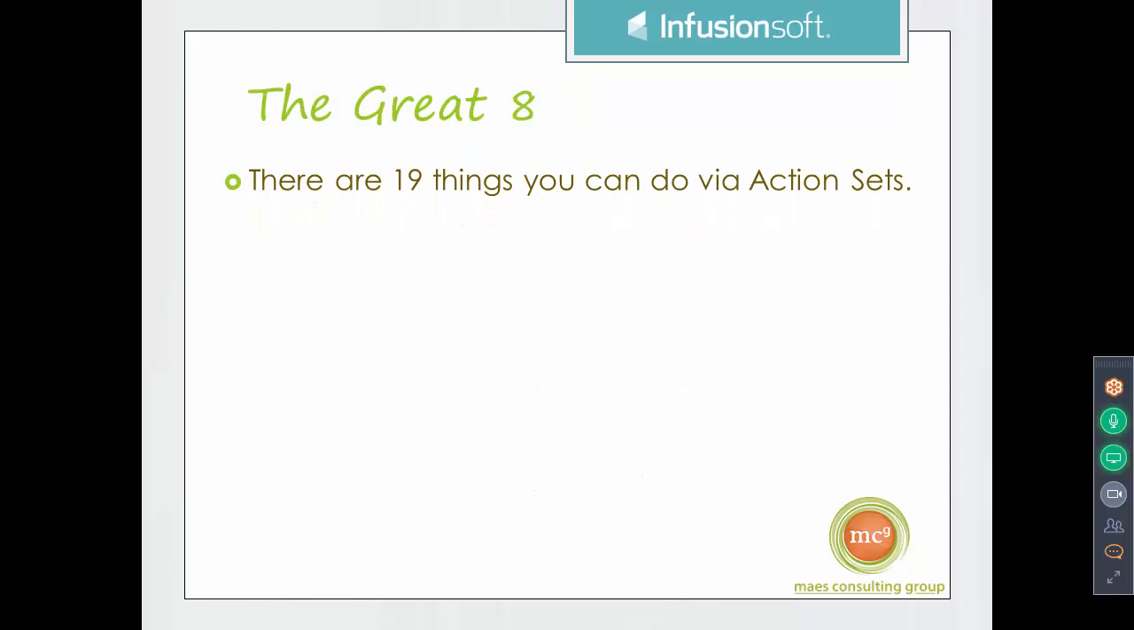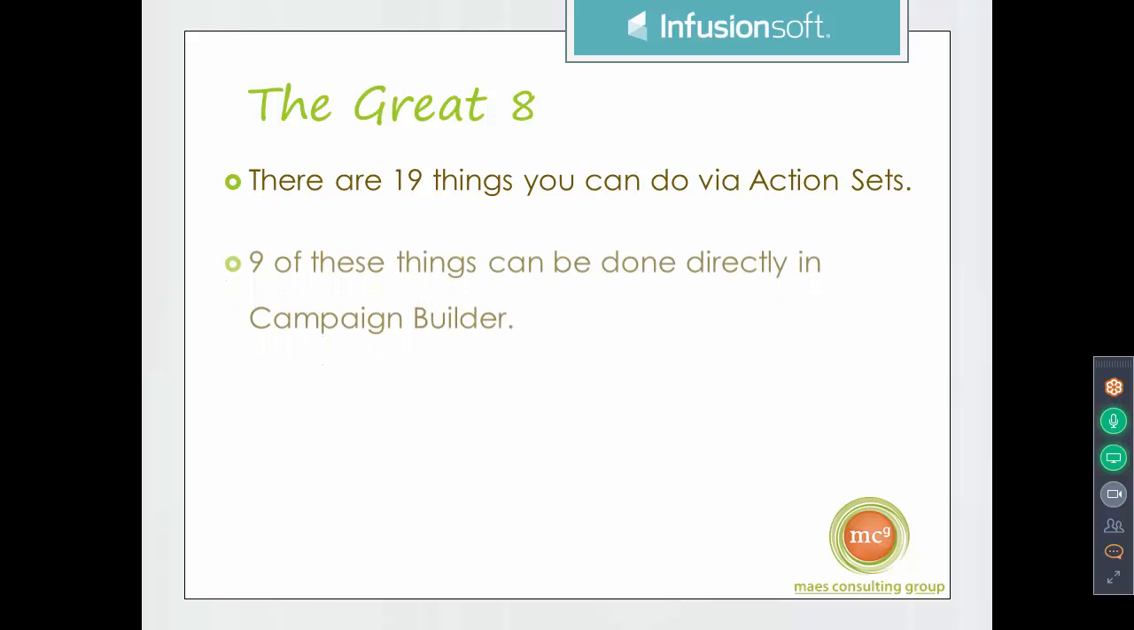Okay, I already told you at the beginning, there's 8 things we're going to cover today, calling them the Great 8. There are actually 19 things you can do via action sets. So if you've been clicking around, if you're listening to me, but you're also clicking around, and you went into that action sets section in CRM settings, the drop-down menu has 19 things on it. I went ahead and counted them for you. 19 things you can do via action sets.